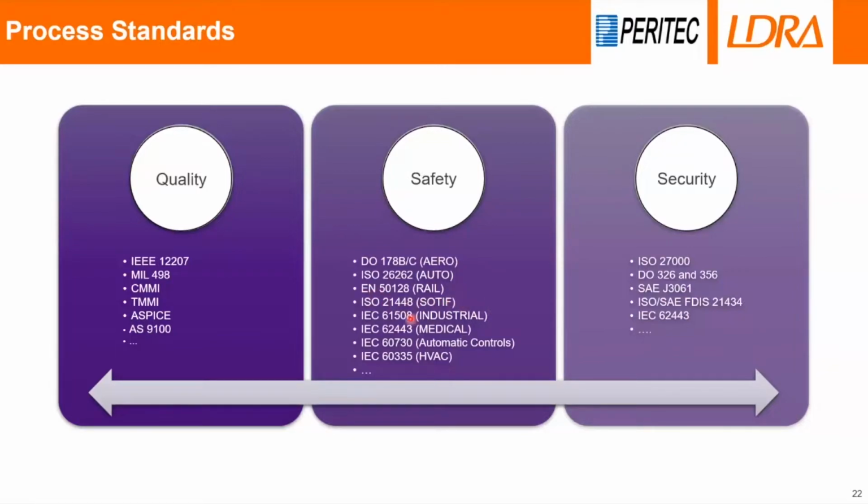And for industrial applications, we have the 61508. The medical devices have 60601. Sorry, it's basically 60302. So I made a mistake here. And for the automatic controls, we have the 60730. And for HVAC, we have the 60335. So you can see for every domain, there is a respective safety standard available. And it is the duty of the developer to ensure that the safety standards are being followed.